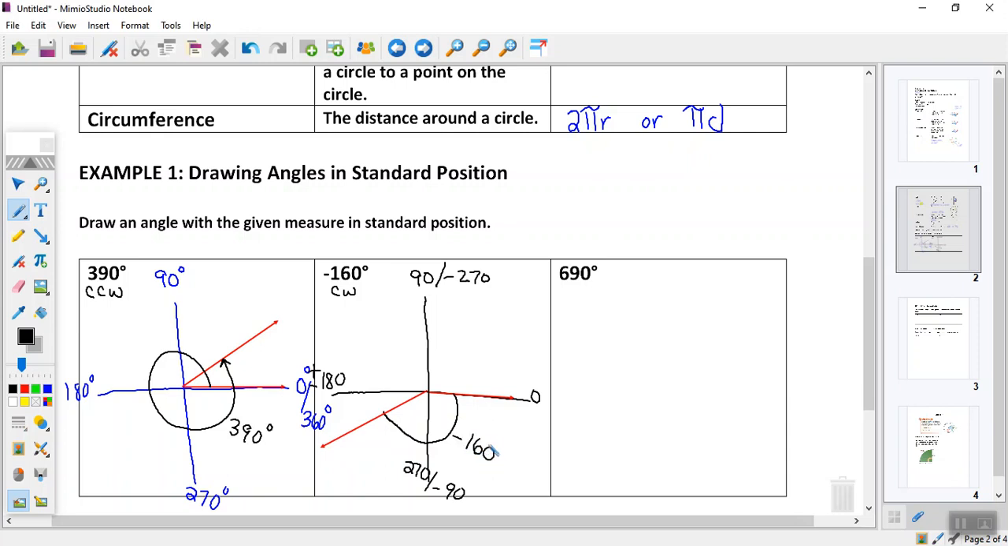Negative 160. Quick question here. Take negative 160 and add 360. 200 degrees, right? Okay, 200 degrees, my friends. If I would rotate counterclockwise, 200, here's 90, here's 180. 20 more, do I end up in the same spot? Coterminal, okay? You guys try the last one on your own. Are you going clockwise or counterclockwise? Okay, draw your little snail in there again. See what you get.